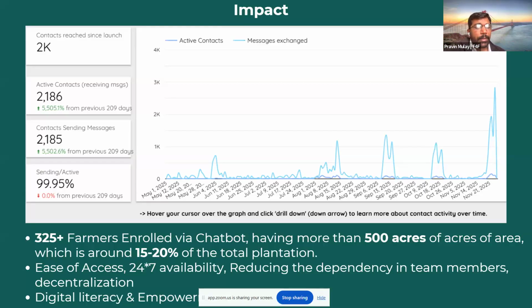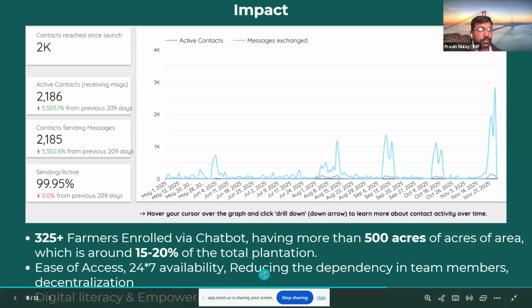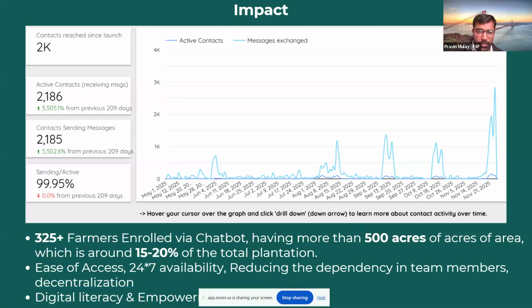I think another impact we can see is that it is quite easy for farmers to access anytime, 24/7. They can message and they can enroll. There is no dependency on the team member. Previously, there was dependency on the field visits and also on the call center. This is quite decentralized for them, and it also increased the digital literacy and the empowerment of the farmer.